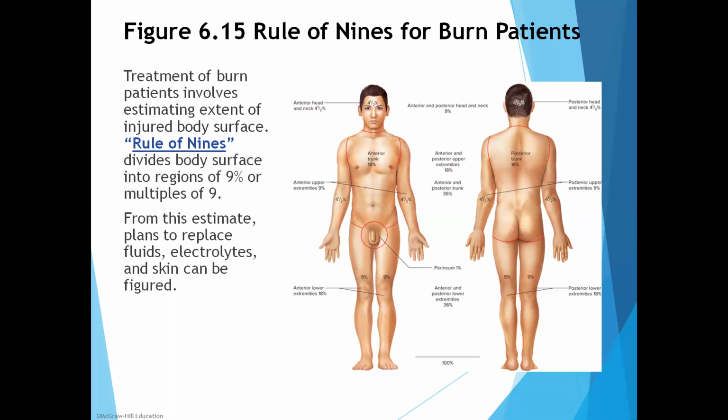So we would use this to, again, try to really estimate replacement of fluids. So if we notice that the person had a severe burn on their trunk at 18%, again, that allows us to estimate that plan of how much do we need to give this person to try to compensate for those electrolytes that they're losing.